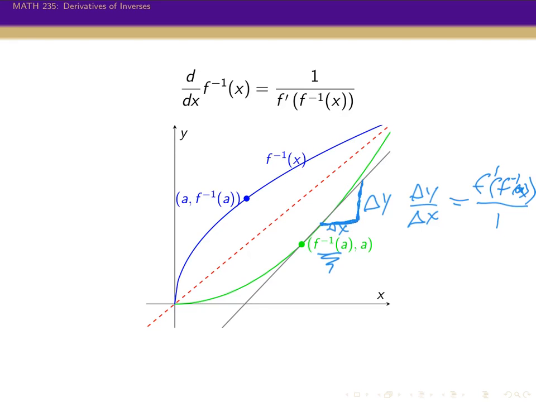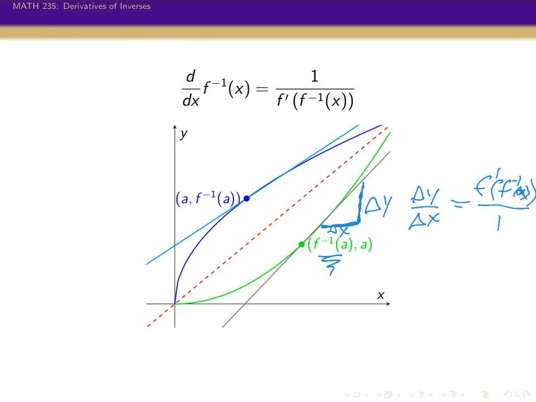Okay, and so same as these functions are mirror images over the line y equals x, the tangent line is going to be a mirror image too. And so we can just flip this tangent line over. Okay, so here is the tangent line for the inverse now, and these are mirror images over each other. So this triangle we made over here is actually going to reflect over and make a nice triangle over here with a similar slope.